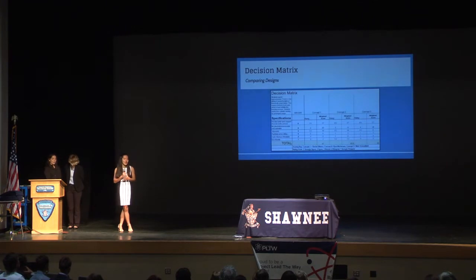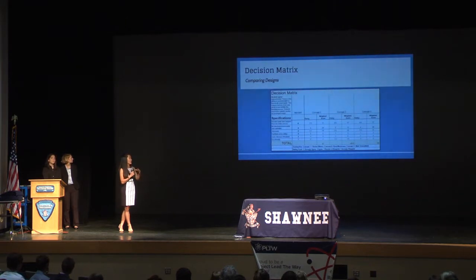To determine which concept would be most effective in addressing our needs and wants, we used a decision matrix which calculates the strengths and weaknesses of each concept. Using this decision matrix, we figured out that concept one had the strongest score. However, each concept had its own strengths and weaknesses, so we took pieces of each concept to come up with our final design.